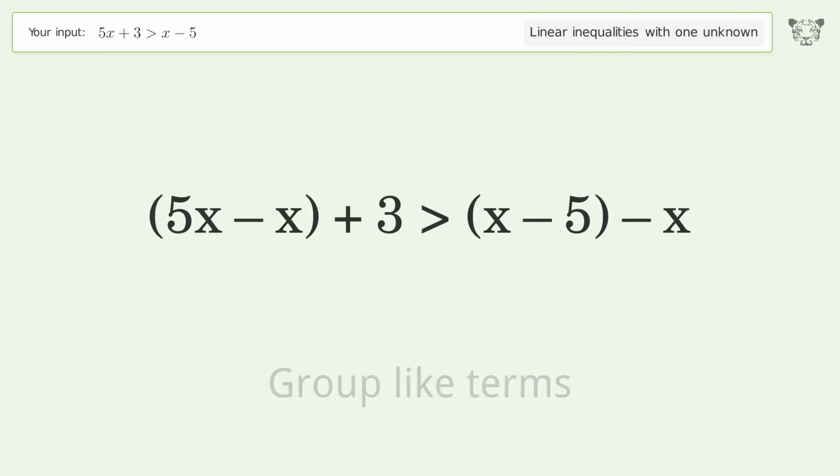You ask Tiger to calculate. This deals with linear inequalities with one unknown. The final result is x greater than -2. Let's solve it step by step.